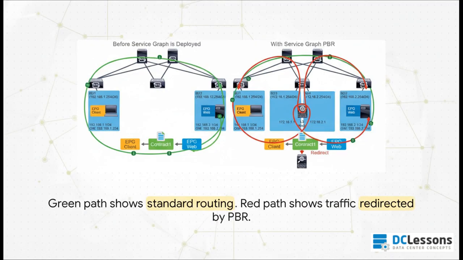And this diagram just visualizes that perfectly. That green line? That's business as usual, just ACI doing its thing. But the red line, that's PBR in action. We've effectively drawn a new path on the map for traffic between our client and web endpoints, forcing it to take a pit stop through that firewall. And here's the really slick part. We did this without changing a single IP address or route on the endpoints themselves. That's the elegance of it.